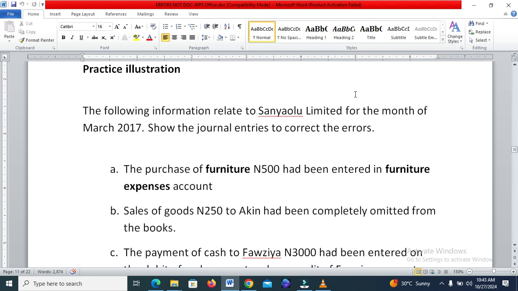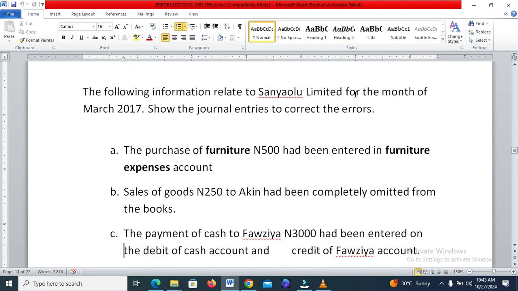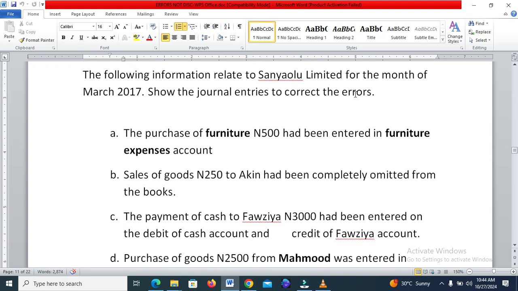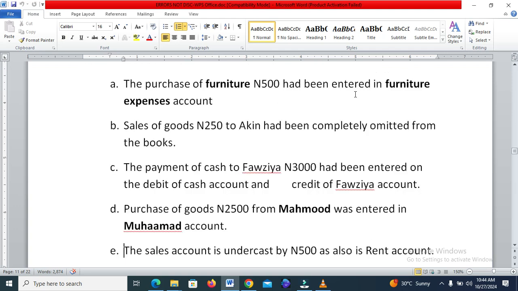Please, let's take note of this. The purchase of furniture 500 naira has been entered in furniture expenses account. Sales of goods 250 has been completely omitted from the books. The payment of cash to Fauzia 3000 has been entered on the debit of cash account and credit of Fauzia's account. Purchase of goods 2,500 from Mahmoud was entered in Muhammad's account. The sales account is undercast by 500 naira, also is rent account.